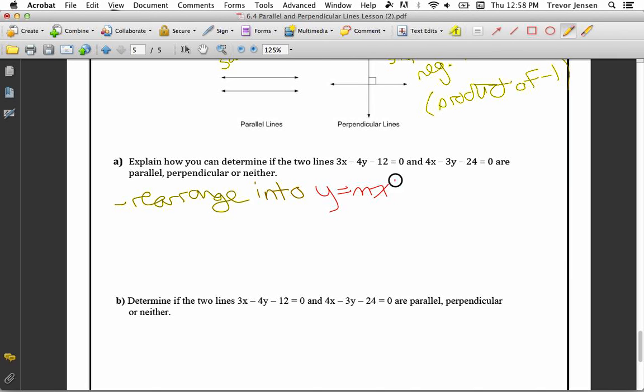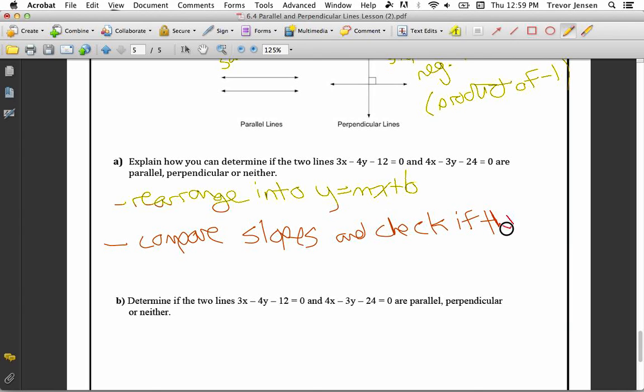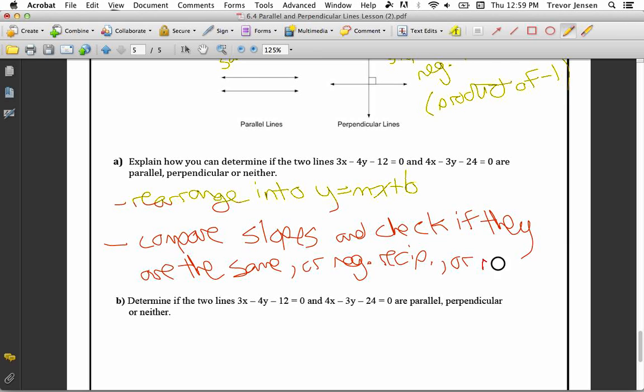And then after you've done that, compare the m values of the two lines. So compare the slopes. Compare slopes and check if they are the same, or negative reciprocals, or neither.